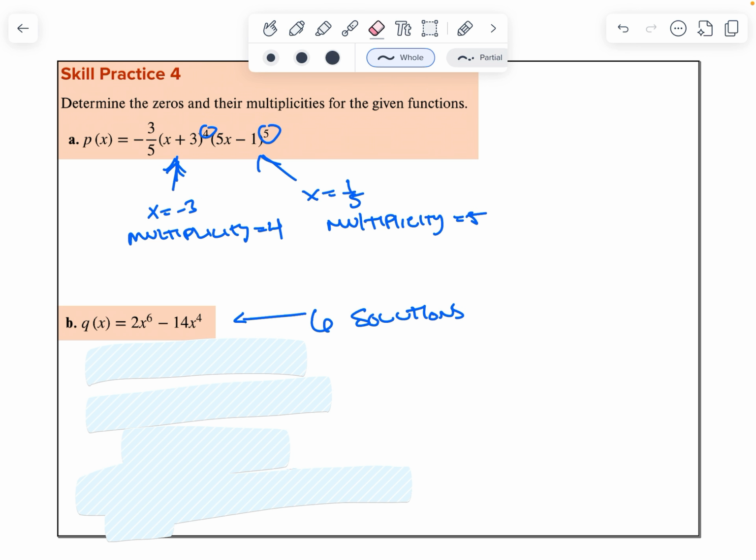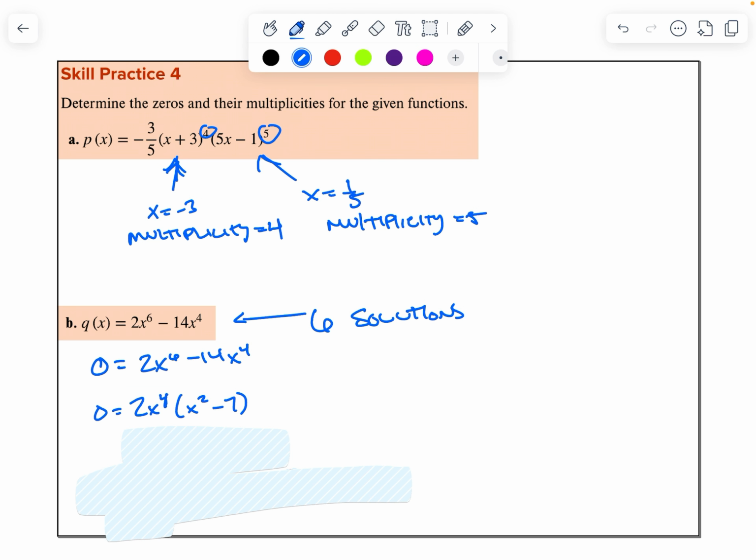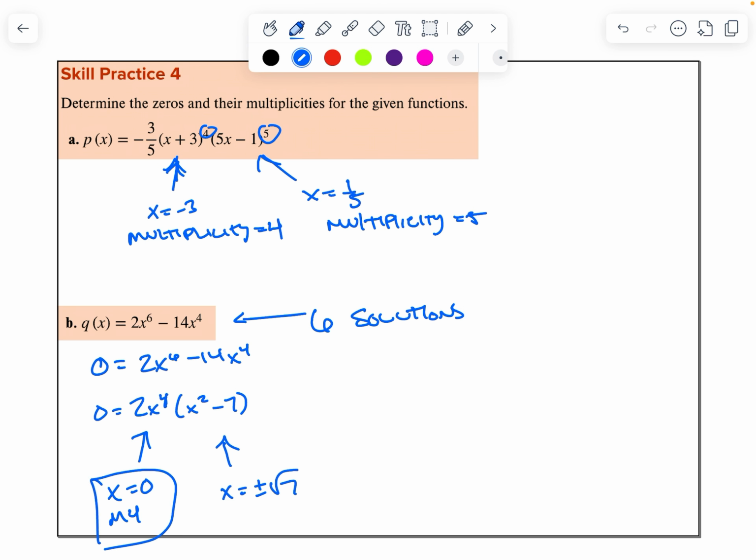On the bottom one, you want 6 total solutions. Set it equal to 0. Factor out the GCF. Notice that 0 shows up 4 times. And then solving this the same way, positive or negative 7, that's the same thing as positive or negative square root of 7. So we have 6 total solutions. We have 1, 2, and then 4 there makes 6. 4 zeros.